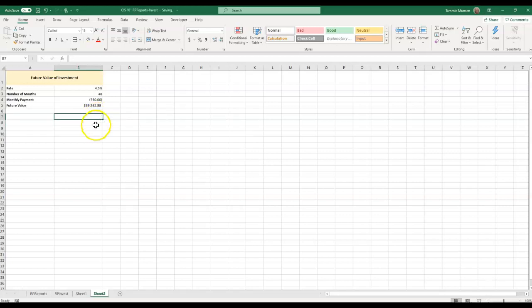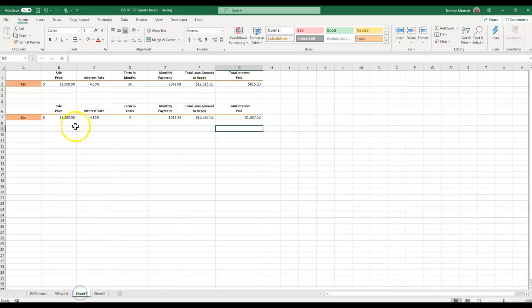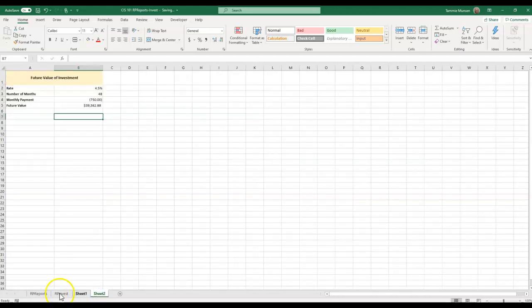So I just wanted to do that quick video so that you guys had an understanding of how to work with the payment formula and also how to work with the future value formula.